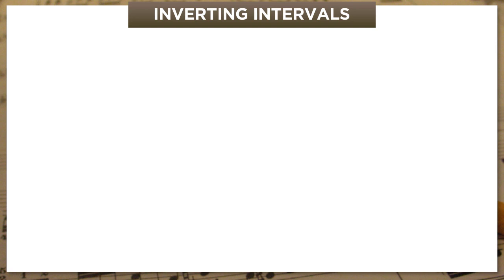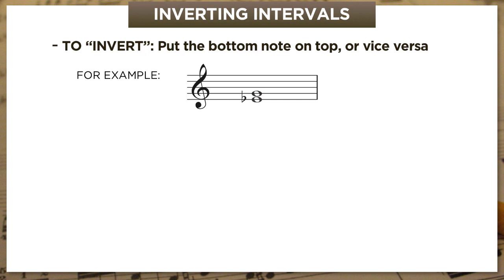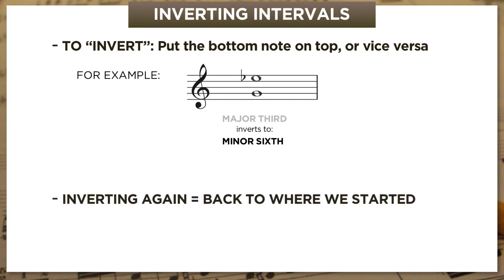The last topic we want to deal with is inverting intervals. Now, what does it mean to invert an interval? This simply means taking the bottom note and putting it on top, or vice versa. So here's E flat and G. It's a major third. How do I know that? Because G is in the E flat major scale. We can invert it by putting the E flat on top. So we've taken this, and it inverts to this. And when we invert it, it becomes a minor sixth. And if we invert it again, put the G up on top or the E flat back beneath, we end up with the same interval we started with.